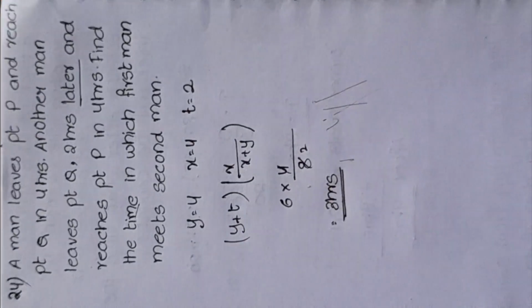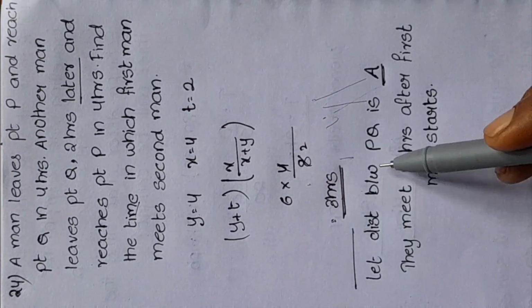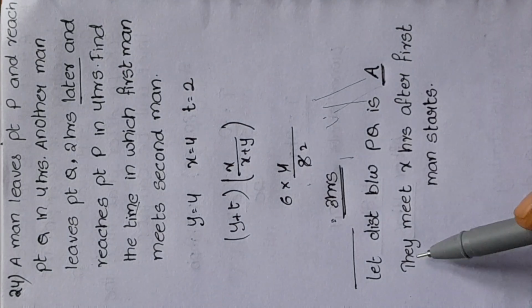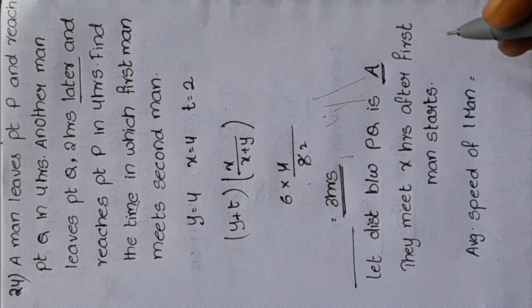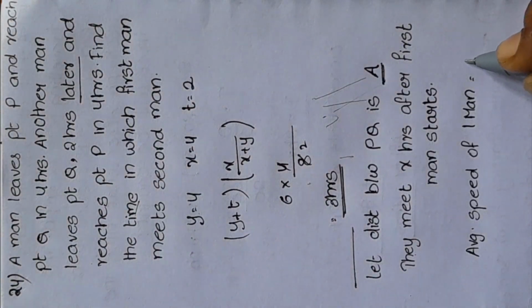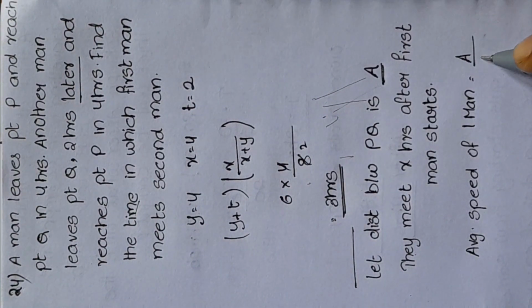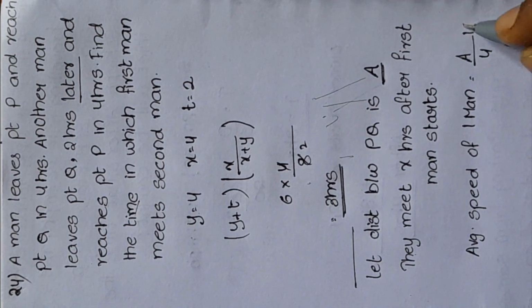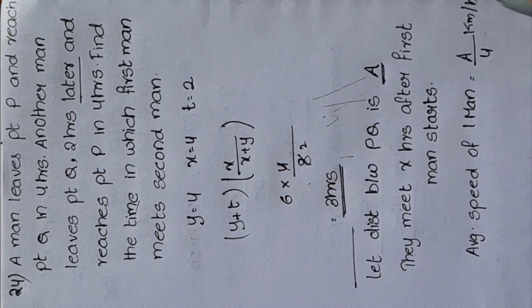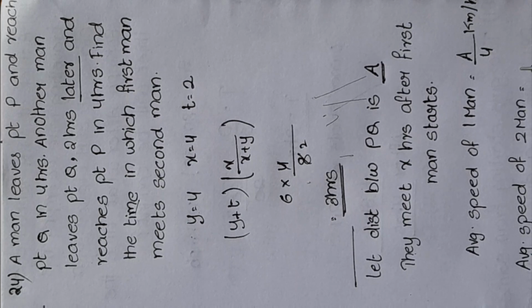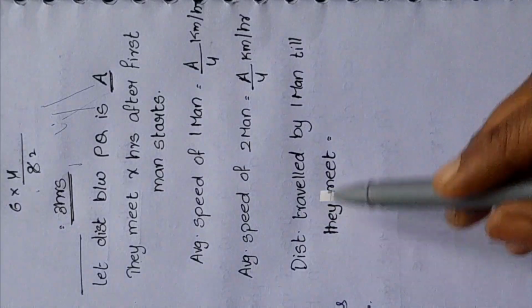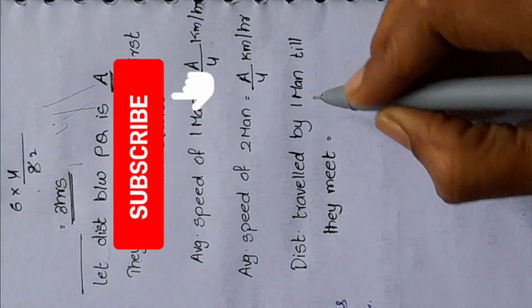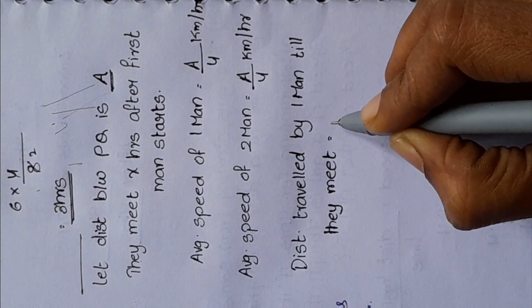Let us discuss the problem in a detailed way. Let the distance between P and Q be A kilometers. Then they meet X hours after the first man starts. Now the average speed of the first man, speed is equal to distance by time. Distance is A and time is 4 hours, so A by 4 kilometers per hour. Now the average speed of the second man is also the same, distance by time, A by 4 kilometers per hour.